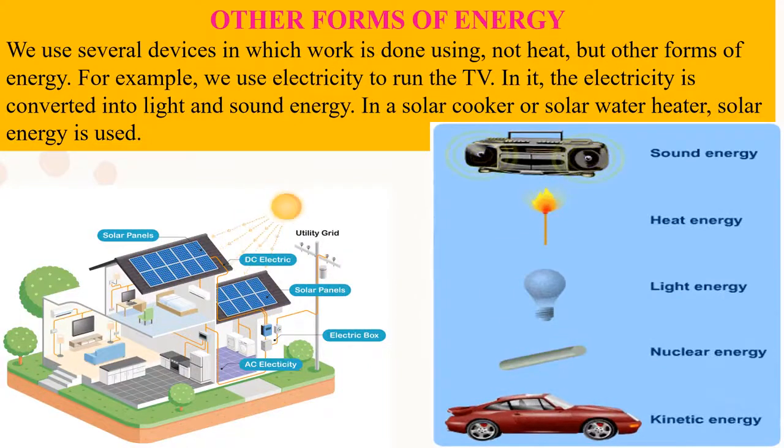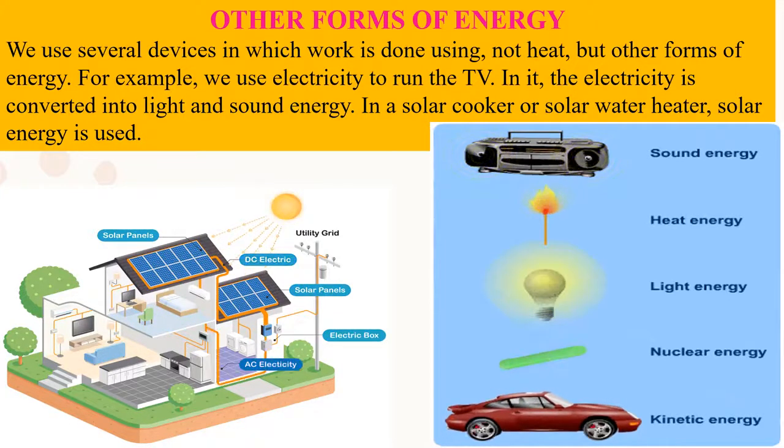There are other forms of energy also. We use several devices in which work is done using not heat but other forms of energy. ज़रूरी नहीं है सिर्फ heat की form of energy ही हमें काम करने में help करती है, but there are different forms of energy also. Well, like when we use electricity to run the TV, in it electricity is converted into light energy and sound energy, है ना. For example, here the radio also. If I am using electricity to put on the radio or the loudspeakers, what will happen? You can hear sound also. After some time, the machine might become hot also. That means heat energy is also involved over there.